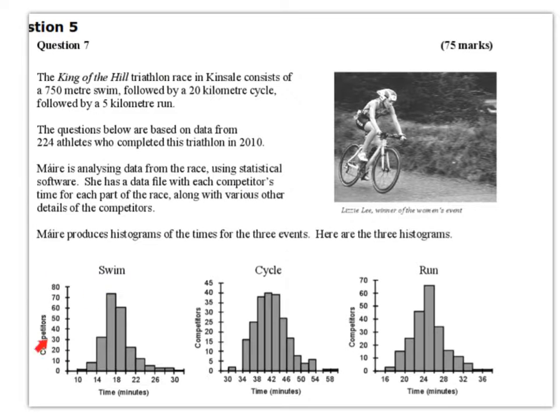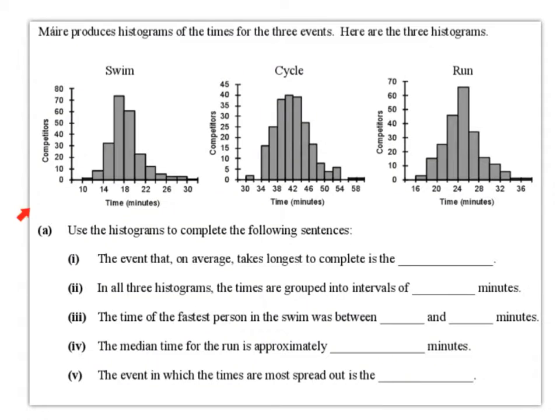So here's the swimming histogram. The x-axis represents time in minutes. The y-axis represents competitors. Remember, a histogram is like a bar chart, but the bars are all stuck together, and it's for continuous data. Here we see the histogram of the cycle, and here we see the histogram of the run. A. Use the histograms to complete the following sentences.